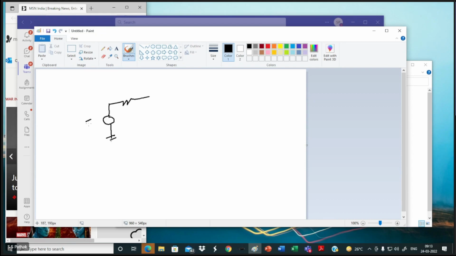That is your DC voltage V. This is my R. This I have taken from the book directly. There is a capacitor here, and there is a negative resistance device here. Now we want to model this one.